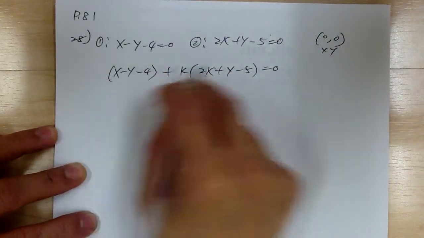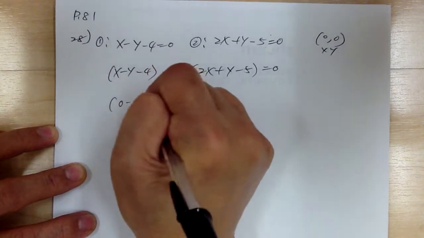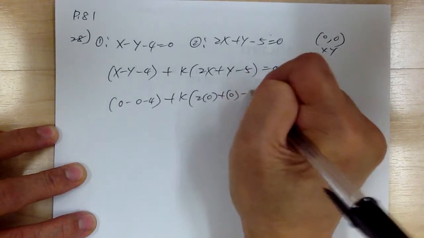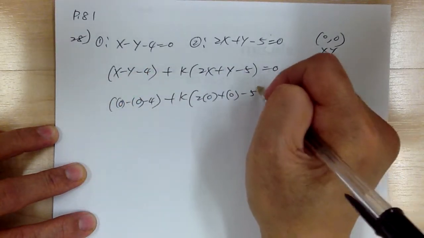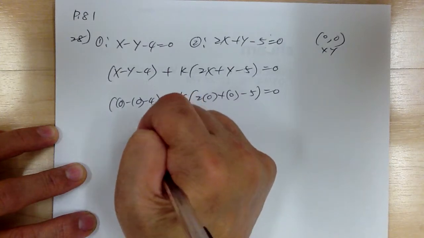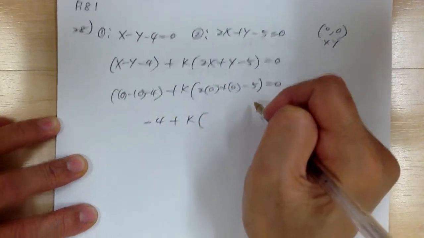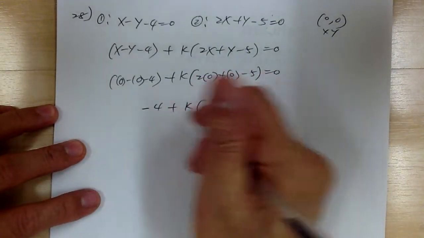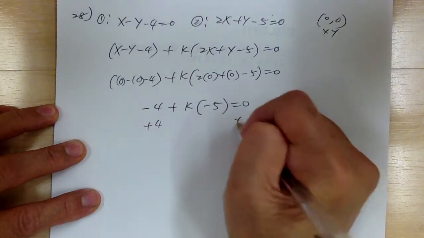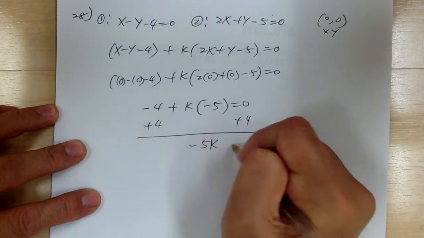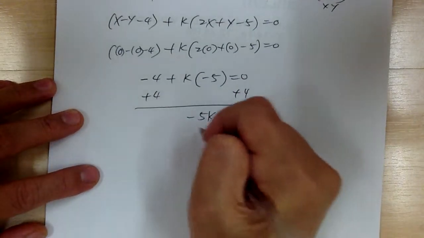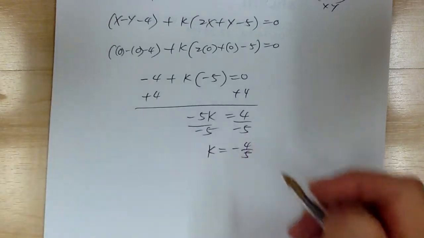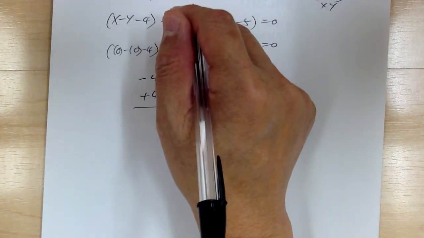So you substitute into here. So you're going to get 0 minus 4 plus k times 2 times 0 plus 0 minus 5, equal to 0. So you got -4 plus k times -5 equal to 0. Okay. And then you can plus 4. So you got -5k equal to 4. Then divide by -5, divide by -5. So k equal to -4 over 5. Then after that, you substitute into here and then you work it out.